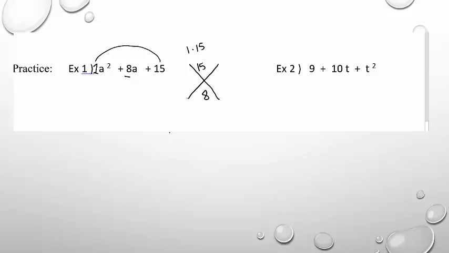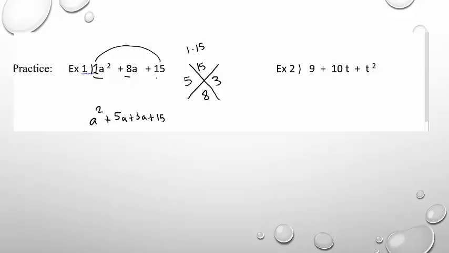And now you need to complete the diamond puzzle. So it's not too terrible. Your numbers are going to be 5 and 3. And now it's time to rewrite. So you leave a squared alone. Instead of 8, we're going to change it into 5 plus 3. So we have 5a, 3a, and you leave the 15 alone.